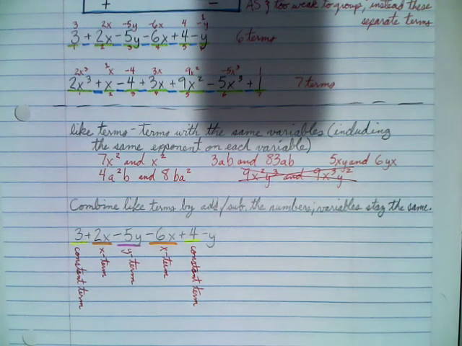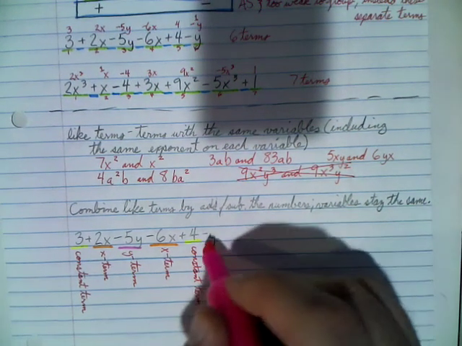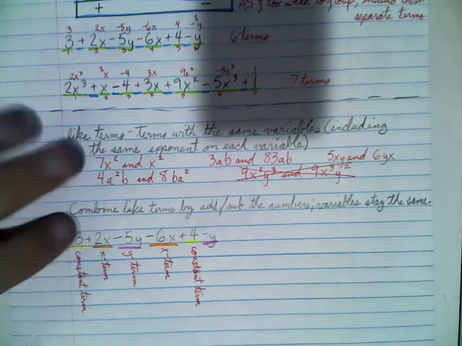And then finally, my y all by itself, the negative y there. Well, that negative y is like my negative 5y. They both have y's in them. So that makes that my pink, or whatever color you chose. That's another y term.